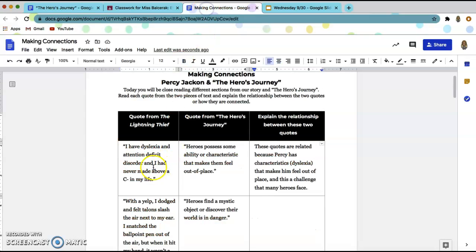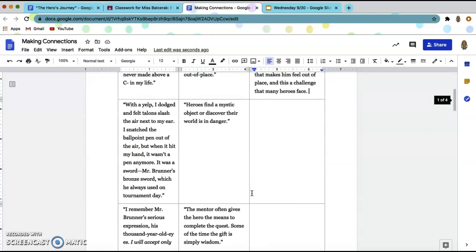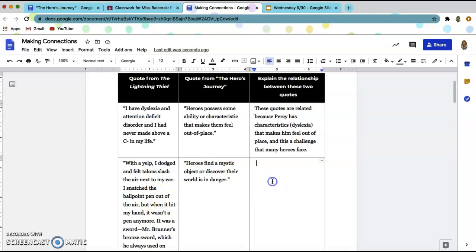So if I take a look at both of these quotes, they are directly related to one another because Percy has this weird thing that makes him feel out of place, his dyslexia. And then the informational text told us that it's likely that heroes have these characteristics that make them feel odd or weird in the world that they're living in. So what you guys are going to do is finish filling out this chart by reading both quotes and then telling me how they're related to one another. So how does Percy embody what is talked about in the hero's journey?